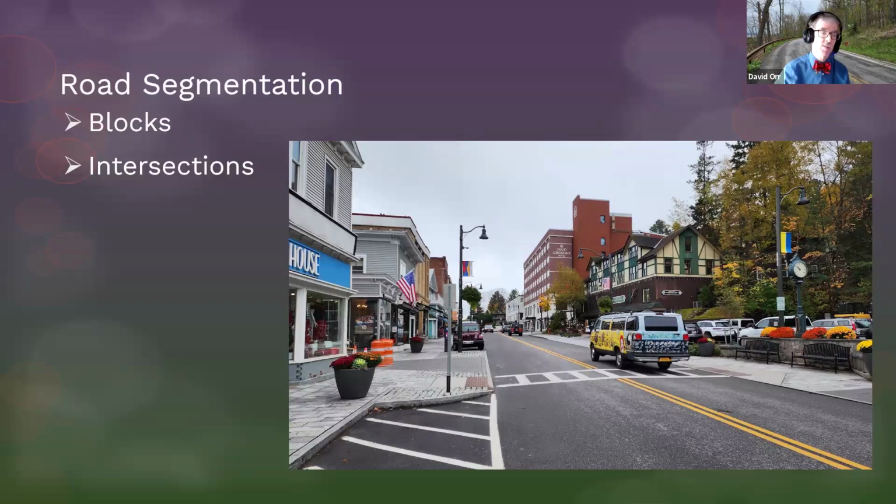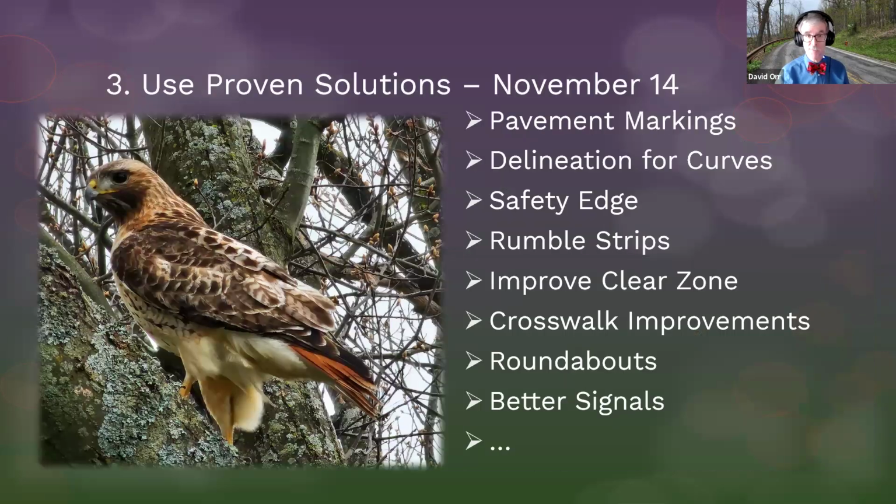Now, we could talk more about road segments. If we had a lot more time, we would definitely want to do that. We got an hour together, so we're actually going to have to go past proving solutions pretty quick here. We'll be talking about that next week. We're going to talk about not just the rural ones and the roadway departure ones, but we'll talk about some crosswalk improvements and some roundabouts and better signals as well.